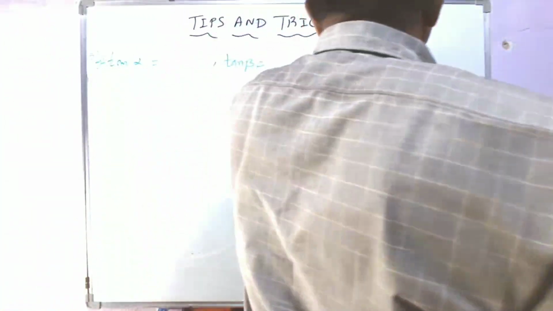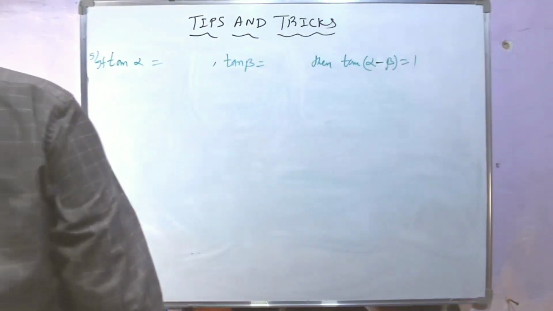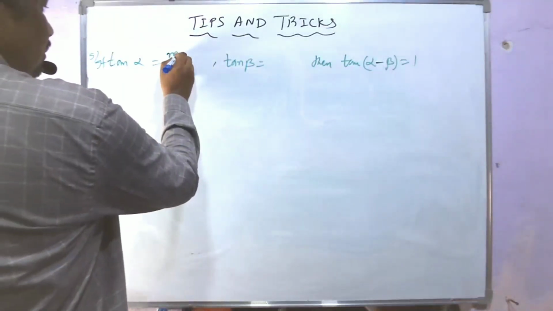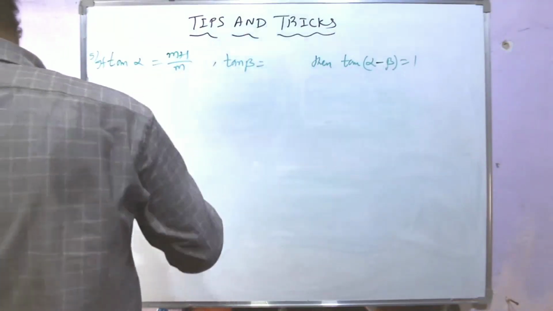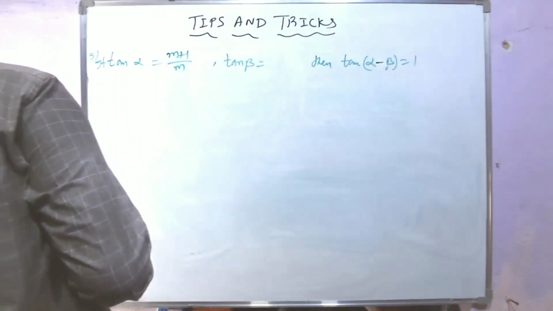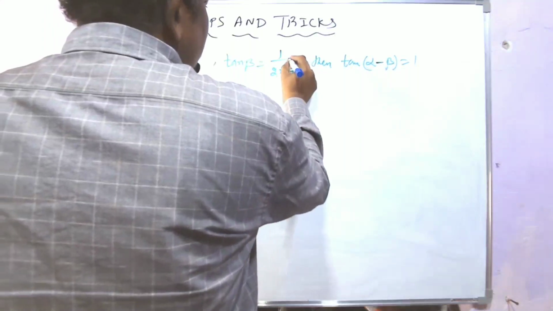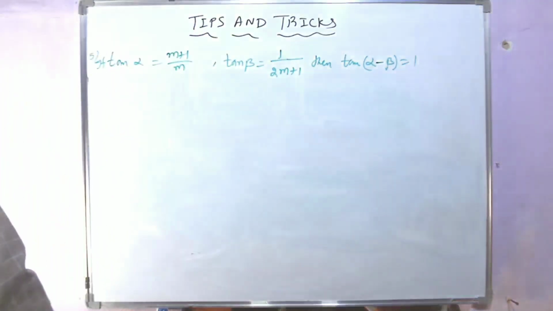Next problem. Here also tan alpha, tan beta is given. Now you have to find tan alpha minus beta. Tan alpha minus beta. So what is tan alpha is given? M plus 1 by m. Tan beta, same value, tan beta, 1 by 2m plus 1.